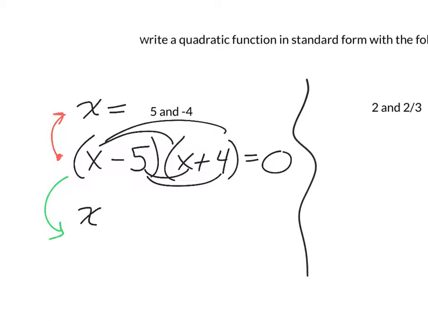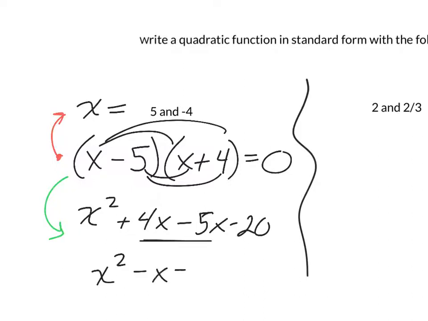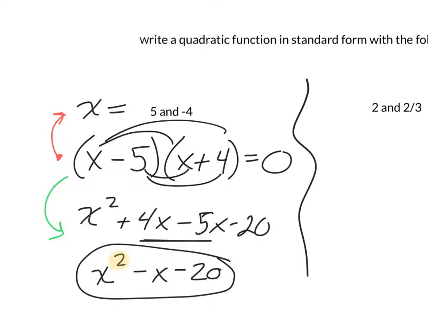And I will get x squared plus 4x minus 5x minus 20. And I'm going to simplify my middle two terms. I'm going to get x squared minus x minus 20. I know this is in standard form because my exponents go in descending order from 2 to 1 to 0.